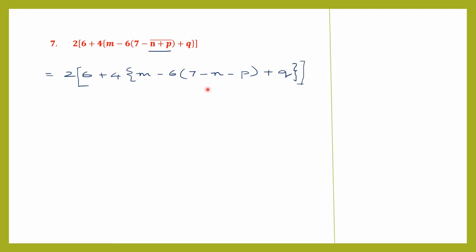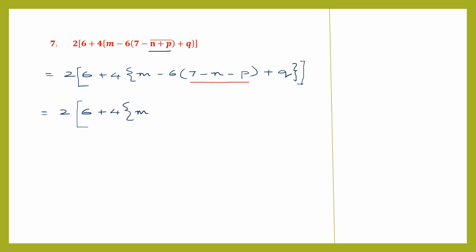Now the next thing that we need to do is we have to remove the parenthesis. So here we need to work out what's within this. So let's write 2 into 6 plus 4 into m minus 6. Now here what do we have inside? 7 minus n minus p. We cannot simplify it. So now we are going to multiply 6 into each term inside. Okay, so let's remove the 6 from here. Let's multiply and write the answer here. So what do we get?